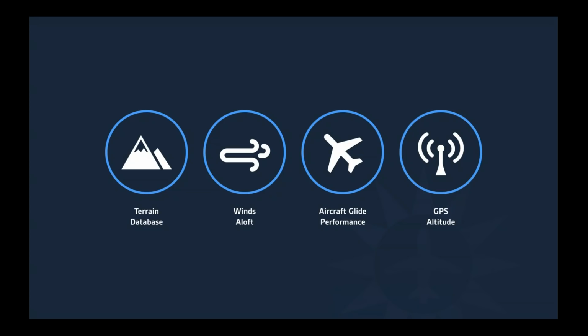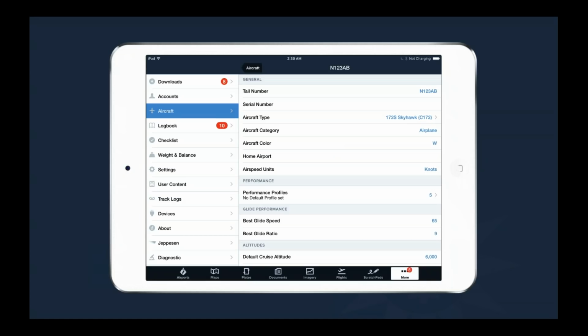So again, in order to use Glide Advisor, we have to enter our aircraft's glide performance. And we can do that under the aircraft section on the More tab. If you scroll down in an aircraft, there's a glide performance section. You can tap into that, and you can enter your aircraft's glide speed and its glide ratio, which are two pieces of information you can find in your POH. If your POH doesn't define these in these same terms, you can always send us an email, which I'll get to at the end of the presentation, and our support team can walk you through finding that information.